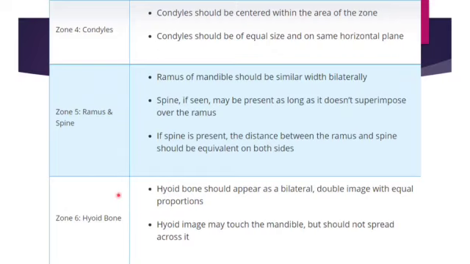Next is the hyoid bone zone. The hyoid bone should appear as a bilateral image with equal proportion. The hyoid image may touch the mandible but should not spread across it.